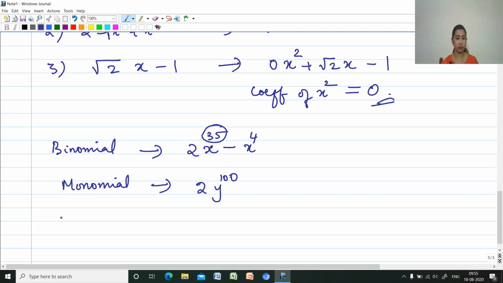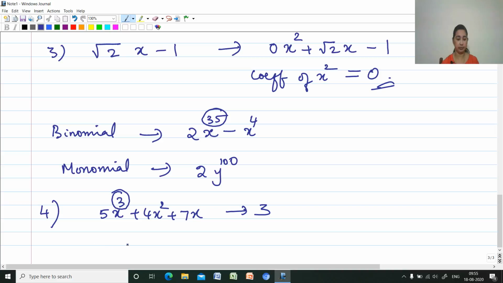Then the next, fourth question is write the degree of each of the following polynomials. There one question is 5x cube plus 4x square plus 7x. Write the degree, the maximum power, highest power. Highest power is 3. So this degree is 3. Then what about 5t minus root 7? What is the degree here? We have to take the variable. Variable is t. T's power is 1. So the degree is 1.